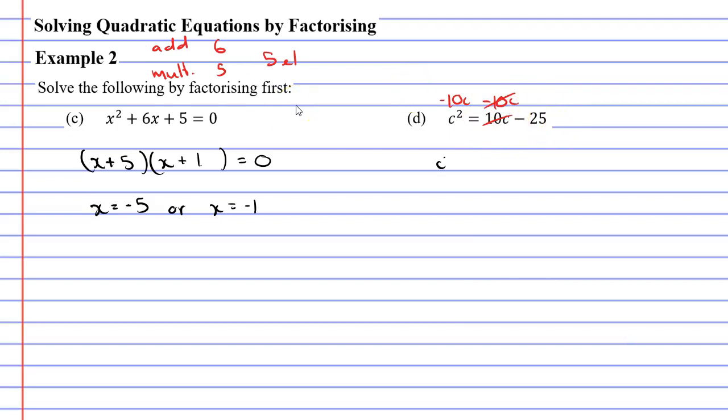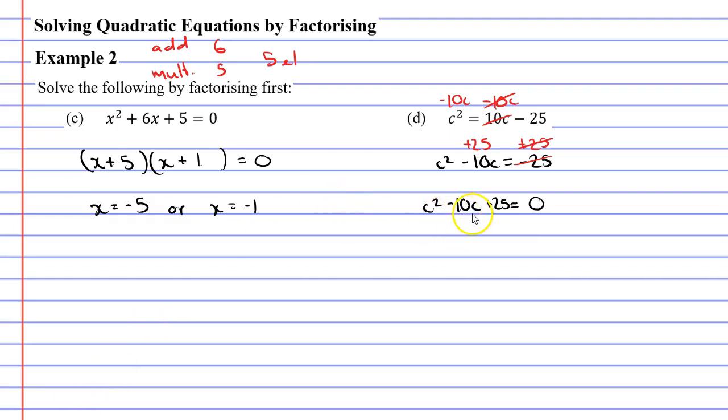On the left-hand side, we're left with c squared minus 10c, and that leaves you with negative 25 on the right. Now what we need to do is cancel out that negative 25. So we're going to add 25 to both sides of the equation. This will cancel the negative 25, which means that our equation is now equal to 0. And on the left-hand side, we have c squared minus 10c plus 25.